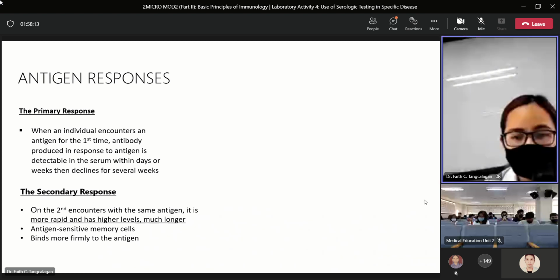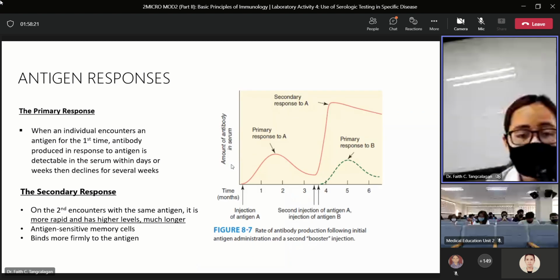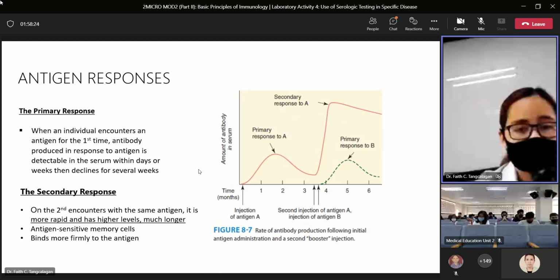Okay, so that's the mechanism. In this diagram, the primary response is at this level. But once you have a secondary infection or secondary encounter with the same antigen, it generates higher levels. So it's more rapid, more efficient, and longer than the primary response.